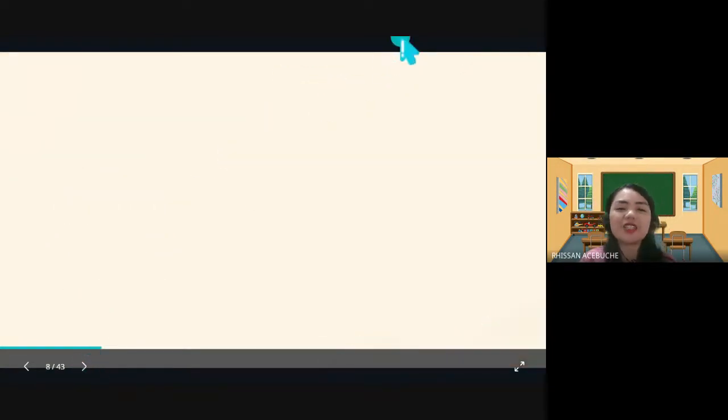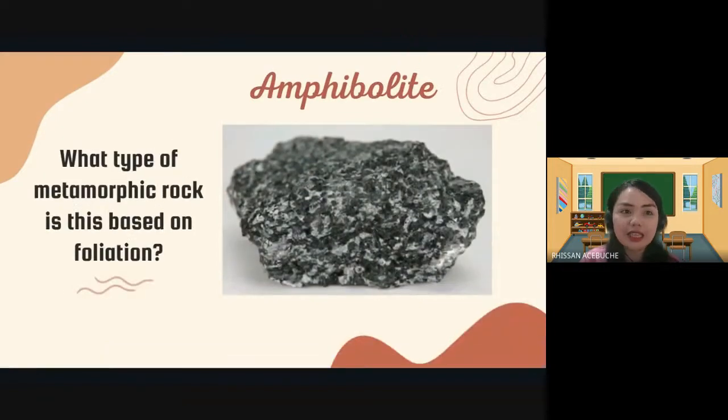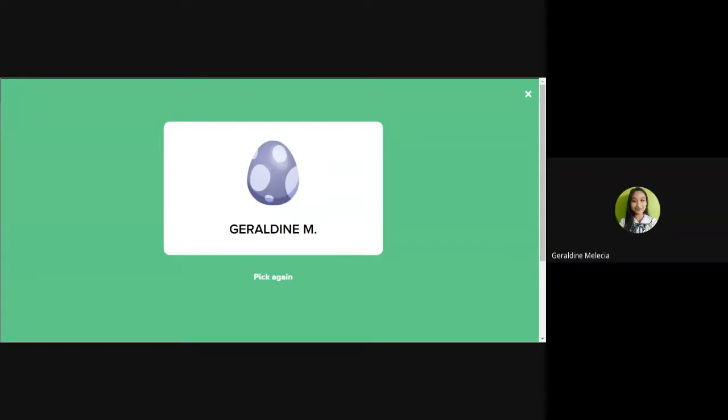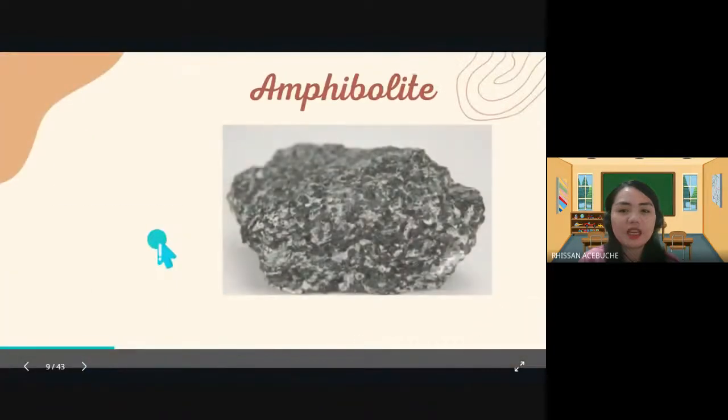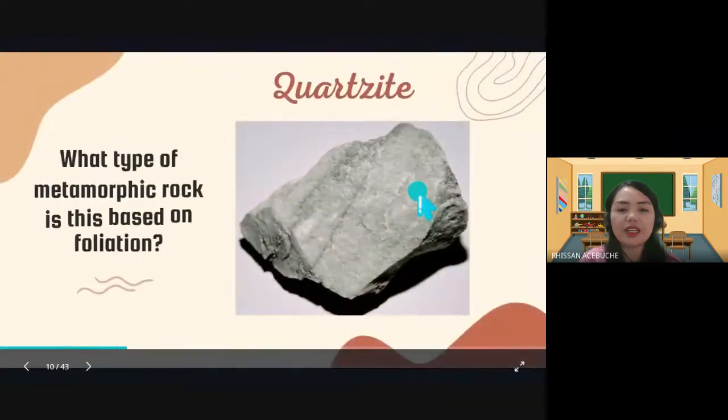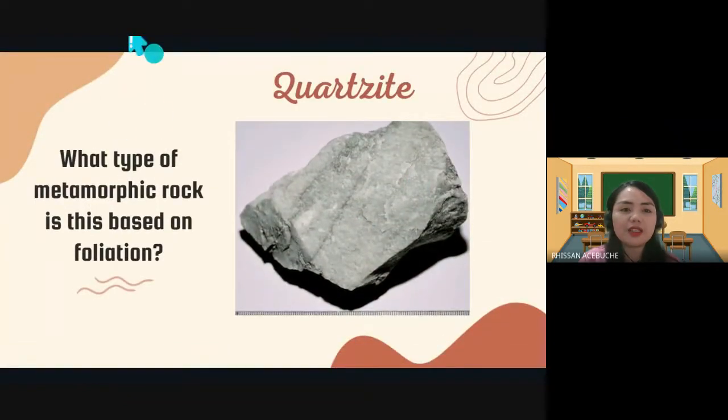The next one is Amphibolite. Okay, let me now choose the next student to answer. Yes, go ahead, Cyril. What do you think is the answer? Okay, so Cyril, I think he's having a hard time, or maybe he has connection problems. Let's choose another one. Yes, Geraldine. Non-foliated po. Okay, so let's see. Amphibolite is a non-foliated metamorphic rock. Very good. And the last one is quartzite. So what do you think is this type of metamorphic rock?